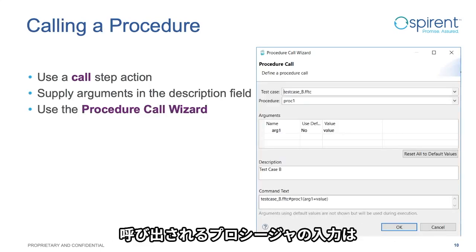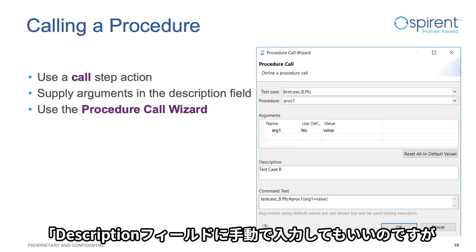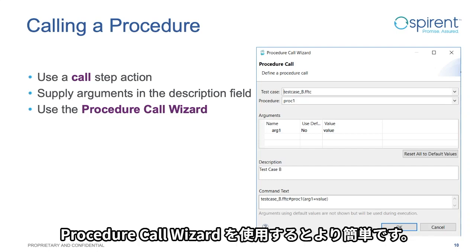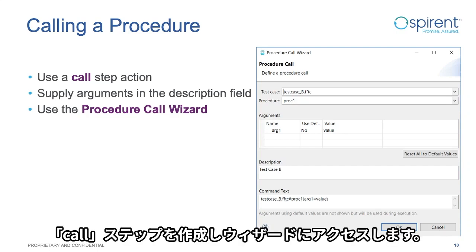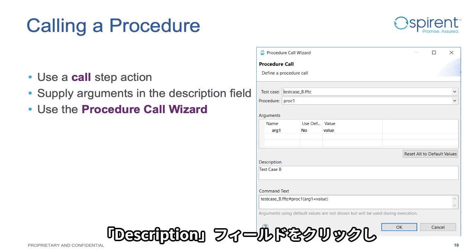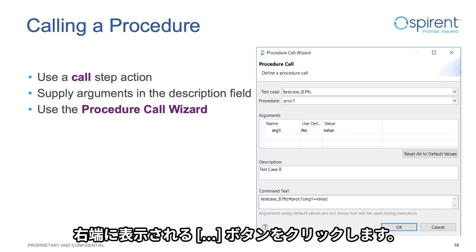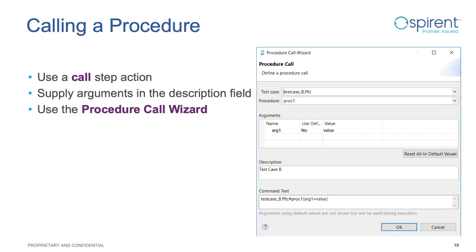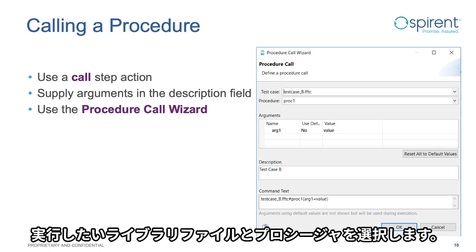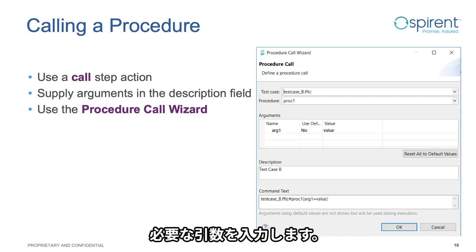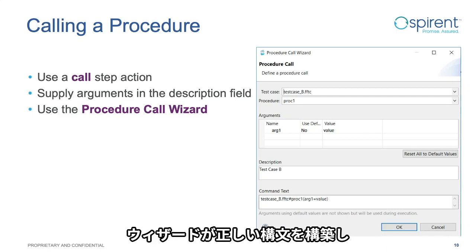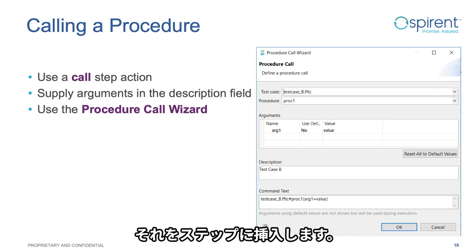Although a procedure call can be manually entered into the description field in the test case editor, you might find it easier to use the Procedure Call wizard. To access the wizard, create a call step, click in the description field, and click the ellipse button that appears in the far right of that field. Here you can select the library file and the procedure you want to execute, and fill in the needed arguments. The wizard will build the correct syntax and insert it into your step.